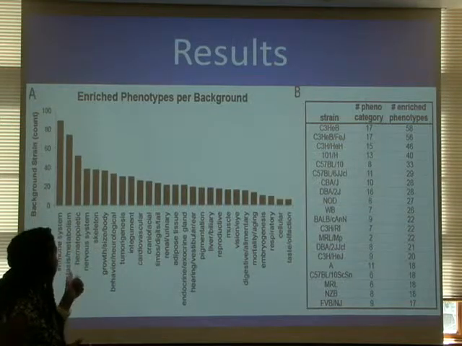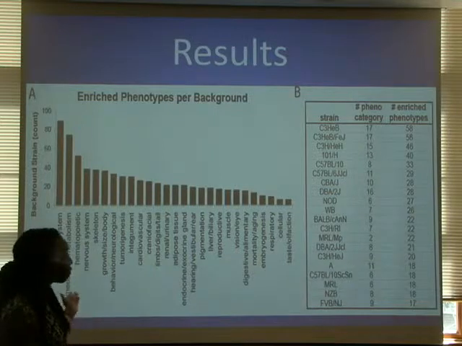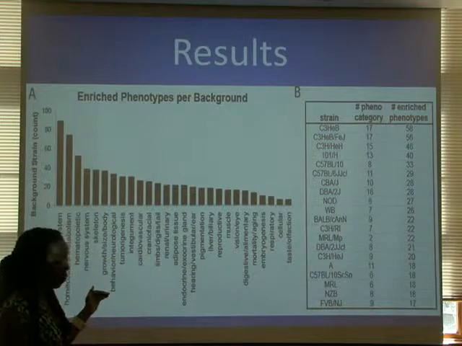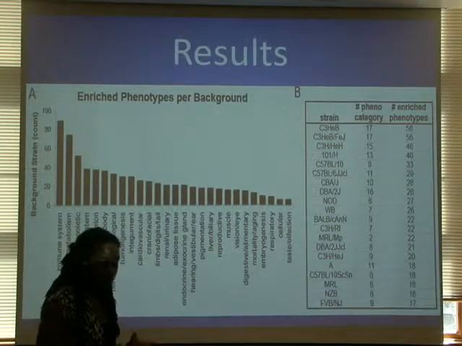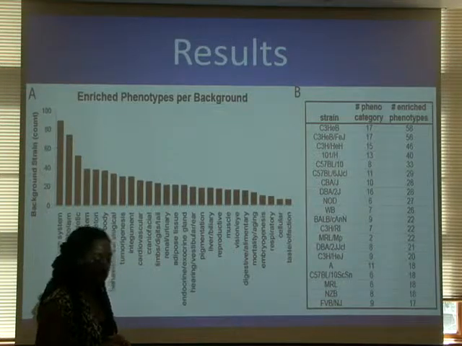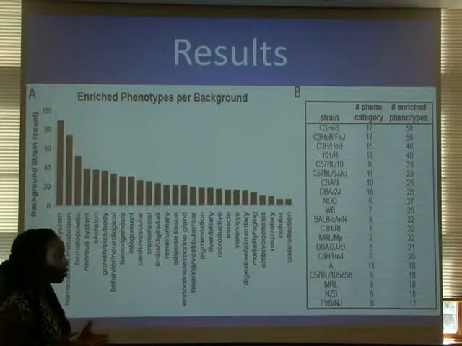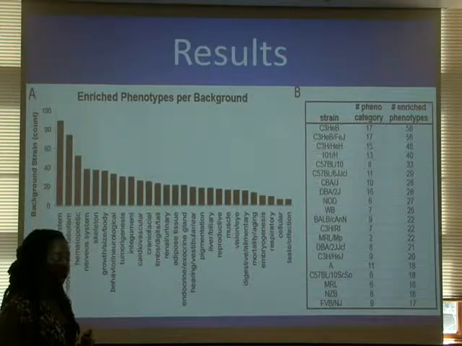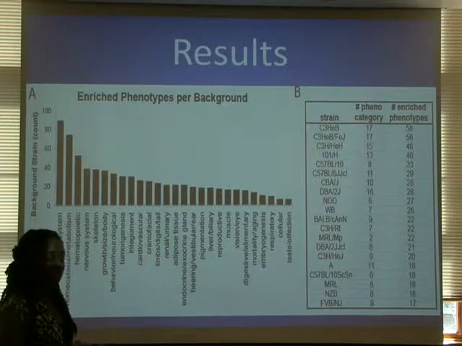As you can see under A on the y-axis, these are the background strain genes that are actually involved in a number of these phenotypes that you see on the x-axis. And if we look at part B, you can see the number exactly. So for the first strain, C3HEB, it has 17 phenotypes that are just being contributed by the background strain genes, and it has 58 phenotypes that are working synergistically, meaning the background strain genes as well as the mutated genes are contributing to that phenotype.